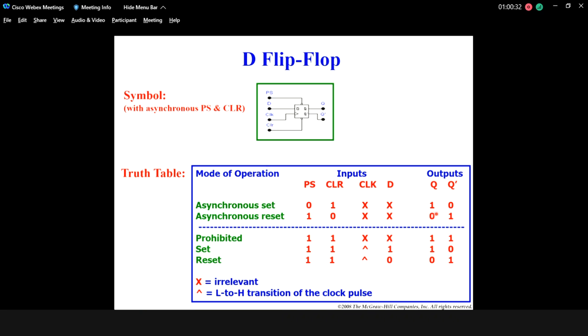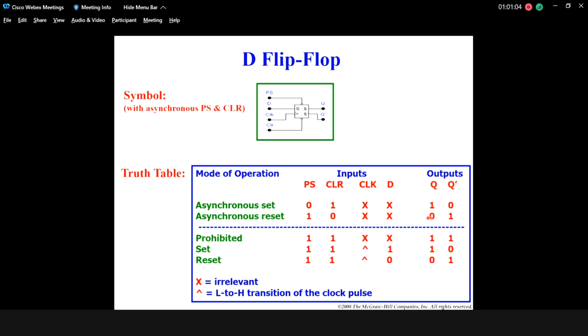It just directly follows from the preset and clear inputs. Preset and clear are active low, however the others are active high. If preset is given 0, Q will become 1, and this is an asynchronous set. And asynchronous reset is preset 1, clear 0, and then Q becomes Q naught.